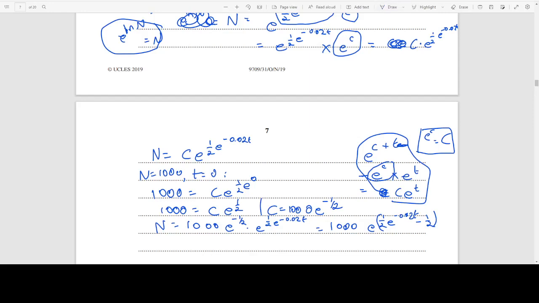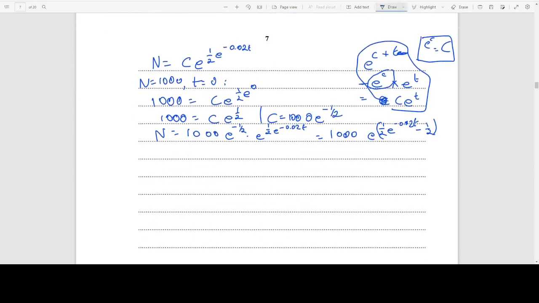So again simplifying further, we have N equals 1000 e raised to half, we take half common, e raised to minus 0.02t minus 1. This whole thing is raised to e. We just have to find the value of t when N equals 800.